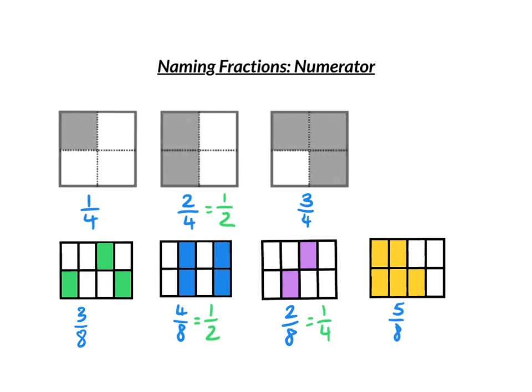So just to recap, when we are looking at fractions, we look at the denominator that shows how many parts our object or collection is broken into, and then we look at the numerator, how many parts are shaded or circled.